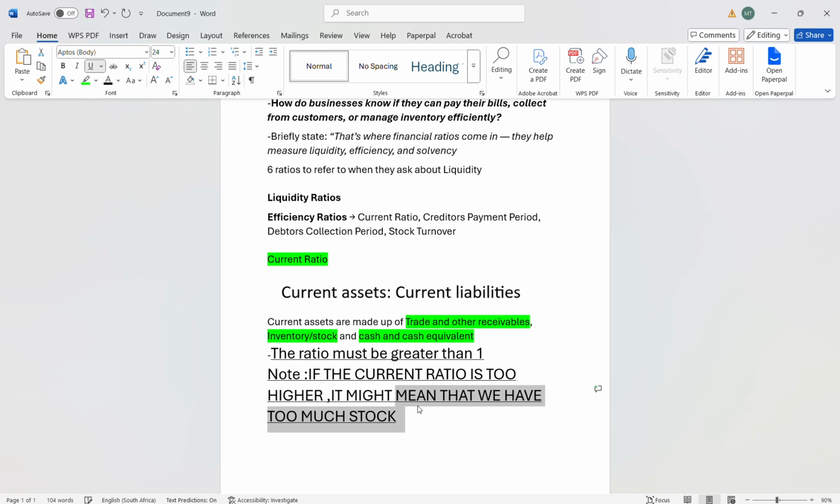But if you have an answer like 0 comma something is to 1, it means your current liabilities exceed your current assets, which is not a good thing. So make sure that your final answer is greater than 1, but not too much. Maybe 1 comma something, 2 comma something. So that's safe. It means you don't have too much stock tied up. So this is the possibility if the current ratio is too high.